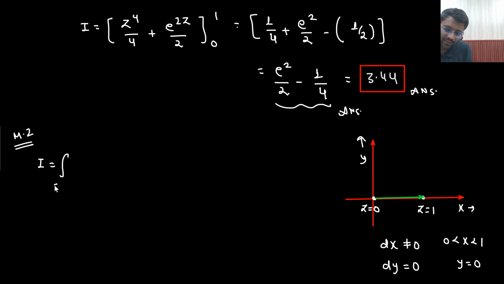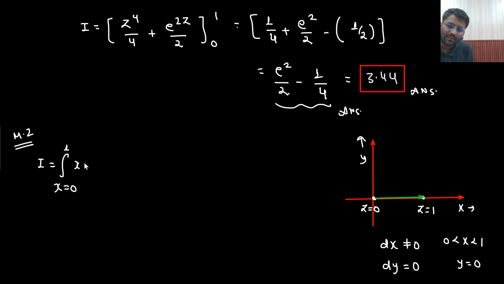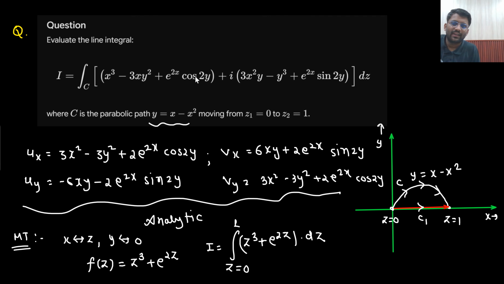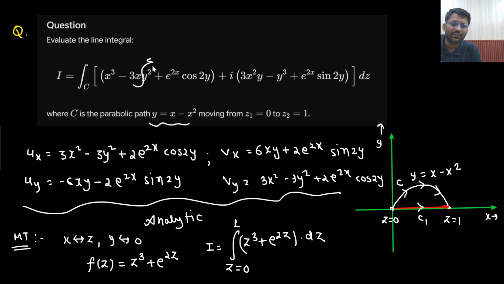Sir, I will get x moving from 0 to 1. This will be x cube. y is always 0, so cos 0 will be 1. So this will become e to the power 2x plus e to the power 2x. Here y was always 0, so this was gone. Here cos 0 will be 1, so it will become e to the power 2x. What about dz?